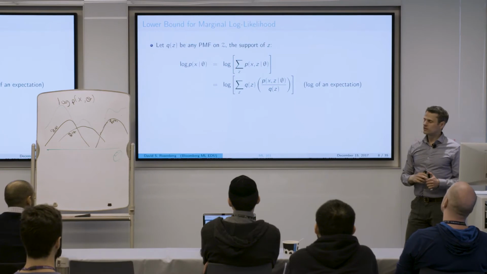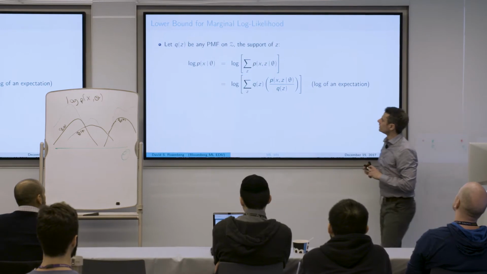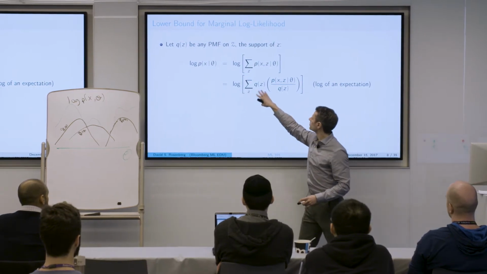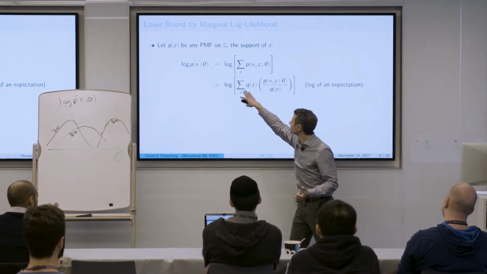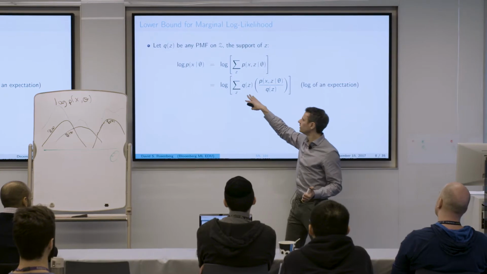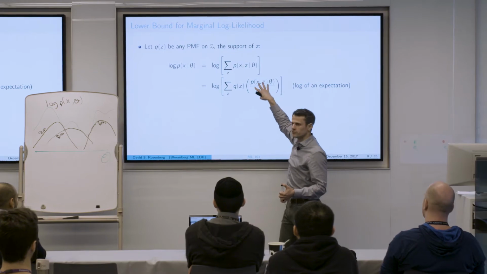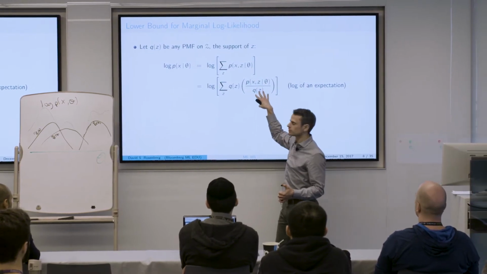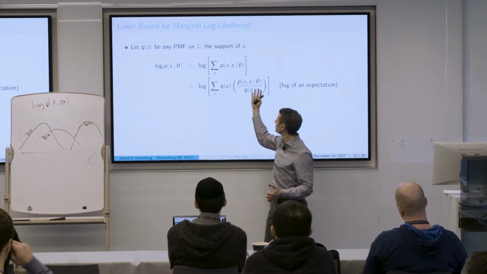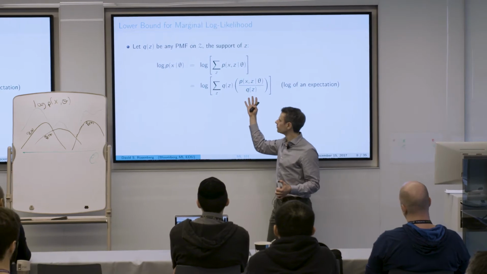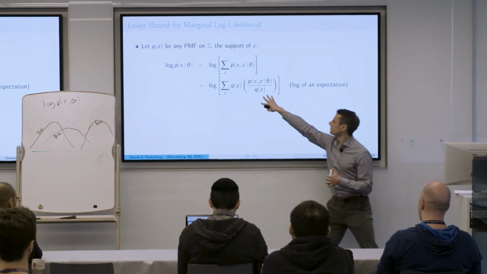Now, sneakily, this distribution q has entered into the picture. Now we have a logarithm of this weighted sum. q of z is a distribution, a probability mass function, so this is an expectation. For every z, this is the probability of z times some function of z, and we're summing out over z. That's an expectation of this ratio with respect to the distribution q. So we have the log of an expectation of some function of z.